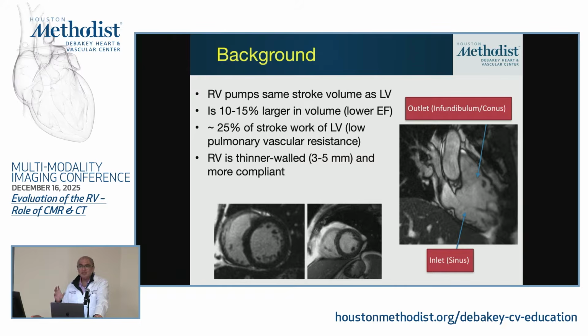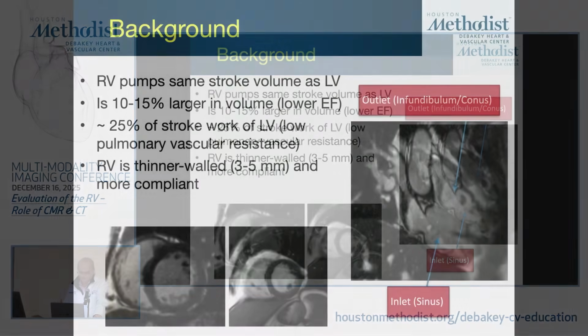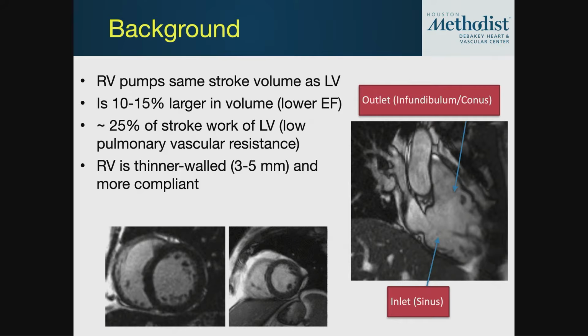Also important to recognize that the right ventricle is pumping against a low pressure system, the pulmonary vascular system. Pulmonary vascular resistance we know is much lower than systemic vascular resistance. So the stroke work that the right ventricle generally has to do is only about 25% of the stroke work of the left ventricle. And as a result, the RV is a thinner wall, much more compliant structure. And so in general, whereas a normal LV wall thickness is about 10 to 12 millimeters, a normal RV wall thickness is on the order of about 3 to 5 millimeters.